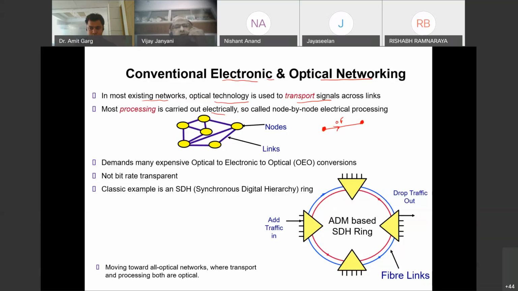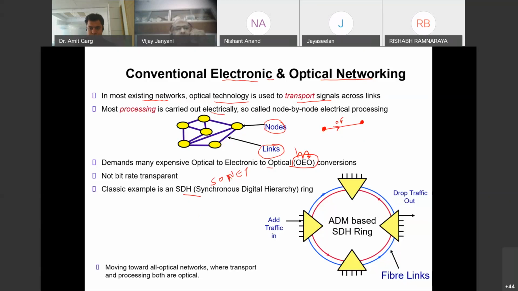So this OEO conversion is always there. You have to convert from optical to electrical and then again electrical to optical. So these are the scenario of today's network. Optical is there, this link is optical, but these nodes may or may not be optical. So SDH and SONET, these are optical networks which fall under this category.